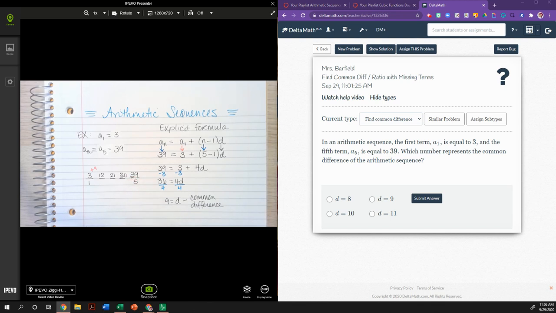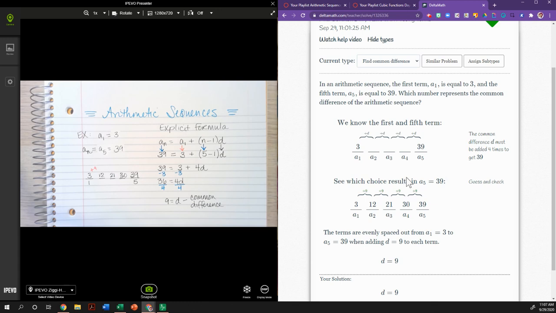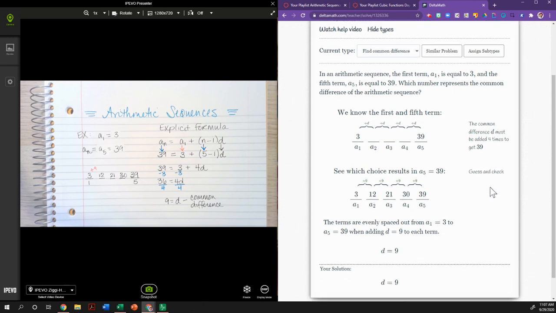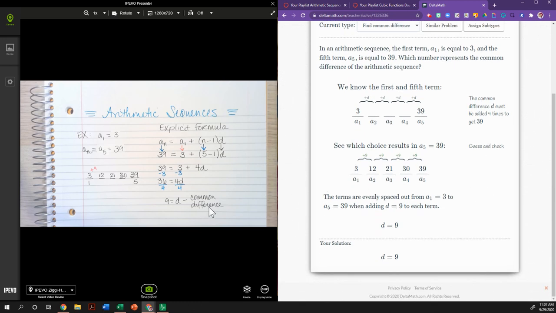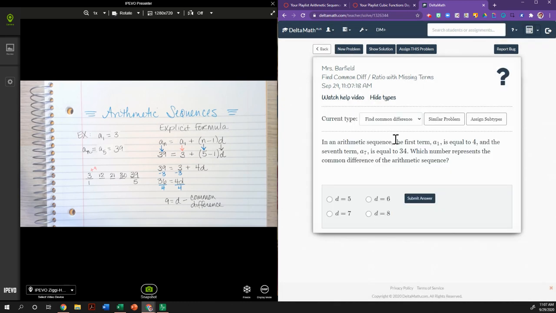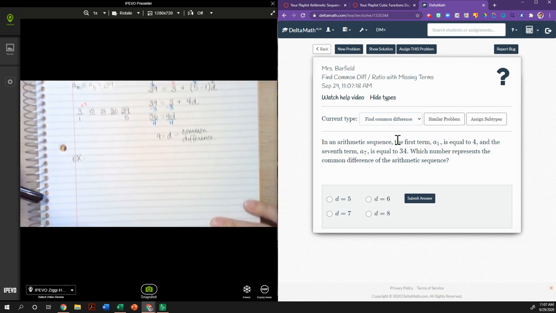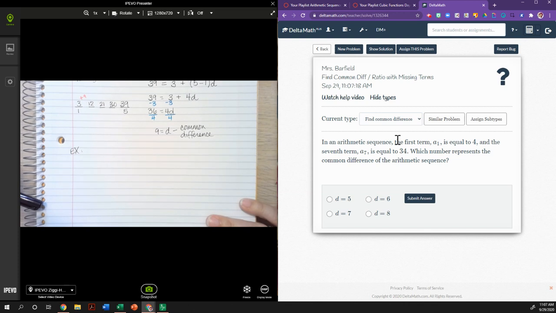So I'm going to select d equals 9 and submit my answer. Yes. And here is a different way to approach it. He took an approach of guess and check, whereas I gave you the explicit formula to work through. So let's do a similar problem. We're going to do one more, because really nothing's going to change. Let's scroll this down here.